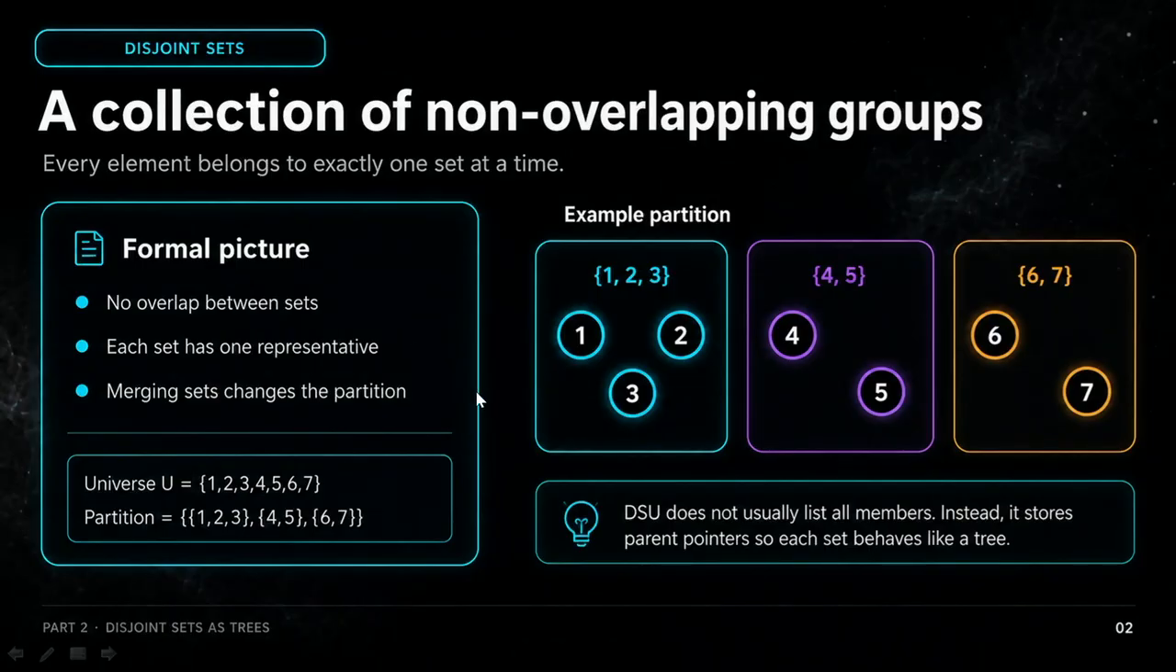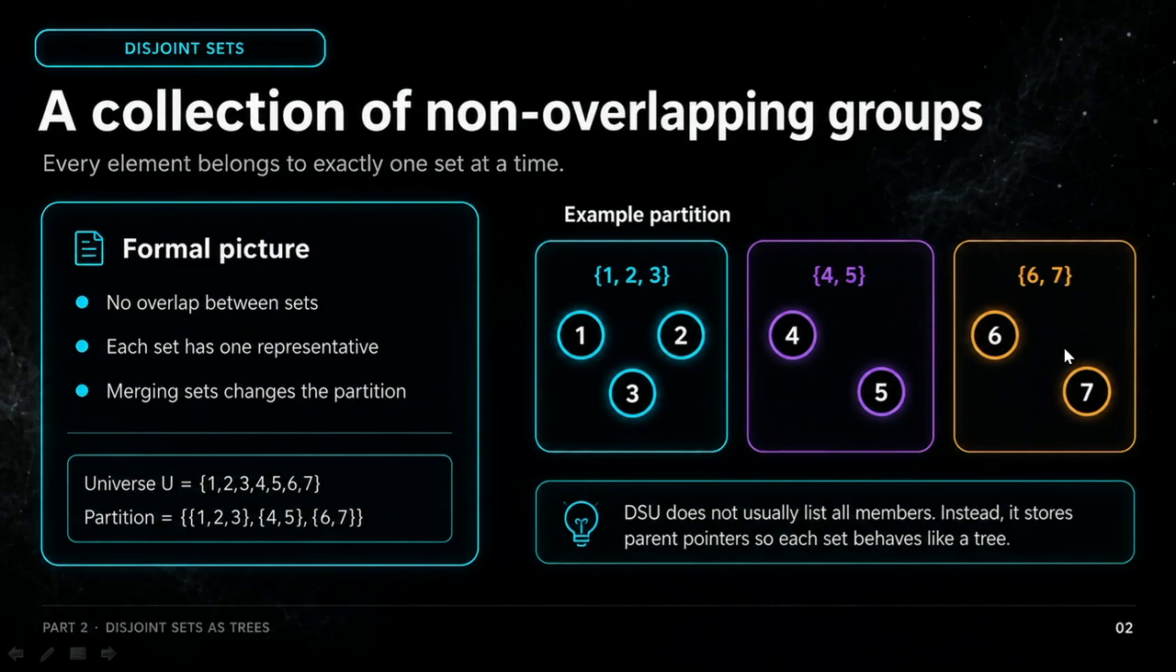Let's delve into the idea of sets, more specifically disjoint sets. A disjoint set is simply a collection of non-overlapping elements. This means that an element can only belong to no more than one group at a time. For example, we consider the following three sets. Here we have 1 to 3, here we have 4, 5, here we have 6 and 7. We see that all the group members are unique.